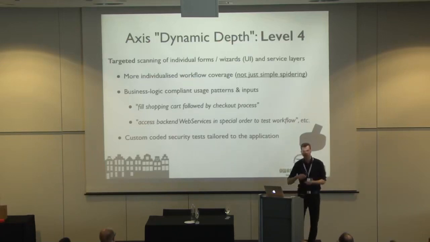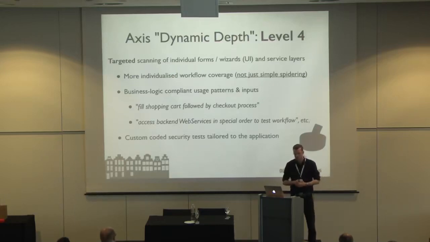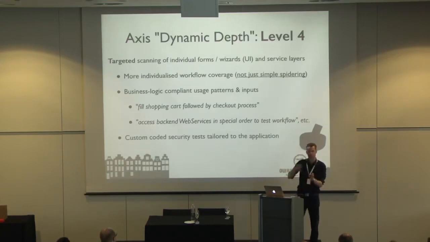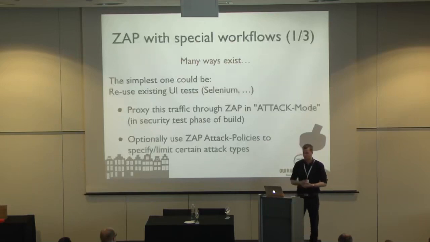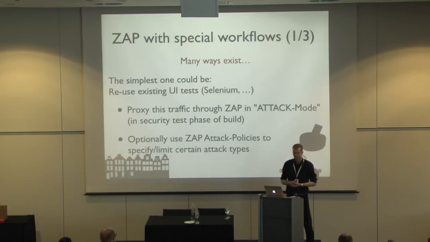We need to follow distinct usage patterns of the application, as I said, as opposed to simple spidering. We eventually need to supply business logic compliant inputs to further advance in wizard steps like shopping carts, checkout processes, and so on, to scan the last step of that, for example. So they need to be executed in proper order with proper values. And there are many ways to achieve this with ZAP, for example, as well, in an automated build chain. Three ways I will present.